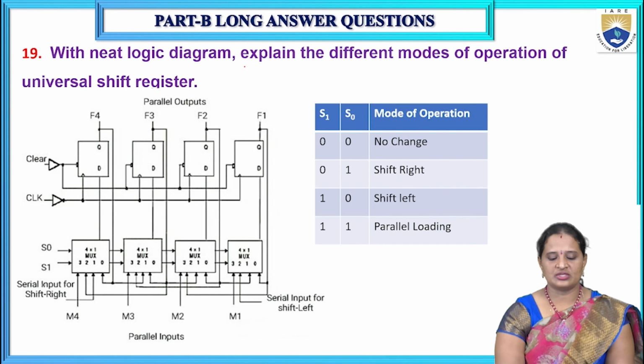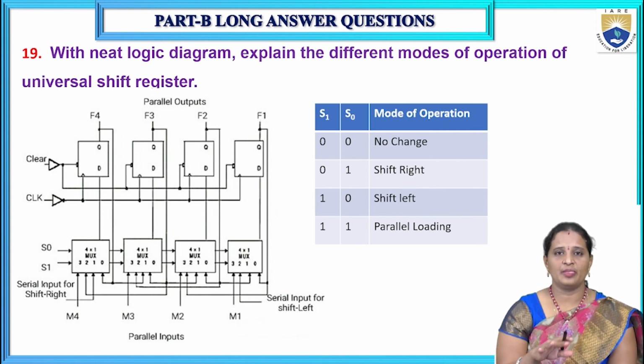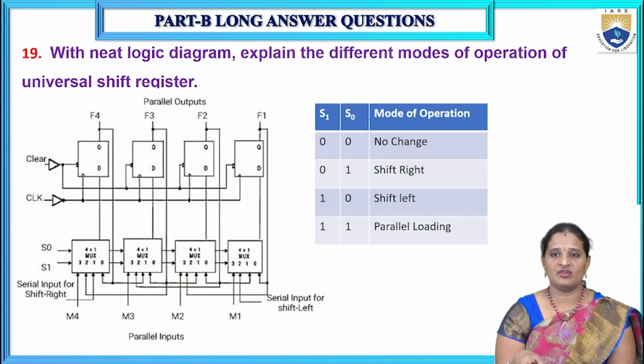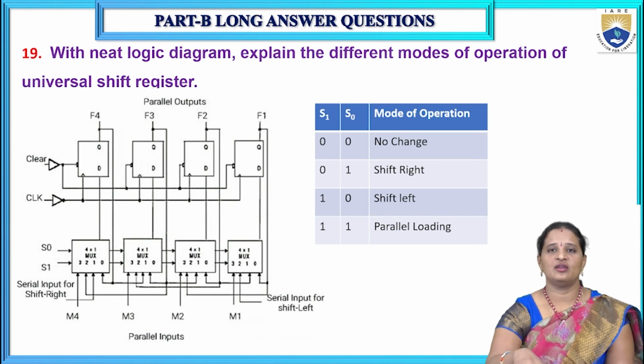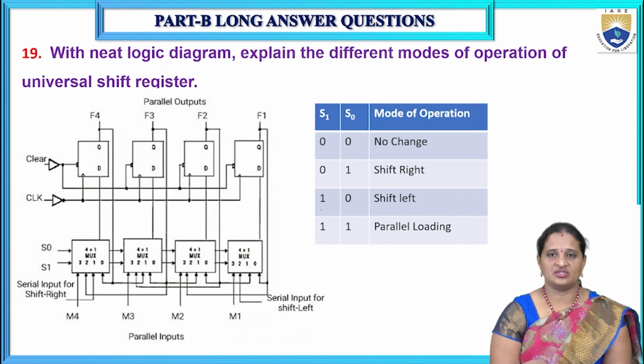And with neat logic circuit, explain the different modes of operation of universal shift register. First, define universal shift register. Why is it so called? Because we can shift the data either from left to right or right to left, and we can also perform serial in parallel out or parallel in parallel out operation. So that is why we can call this a universal shift register.